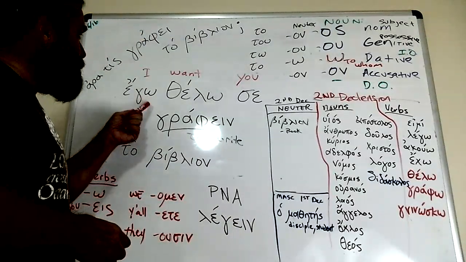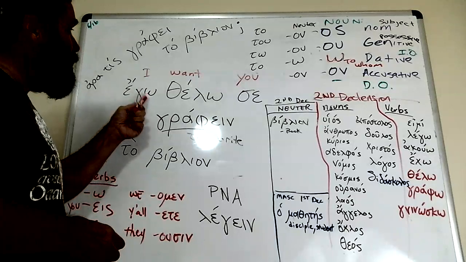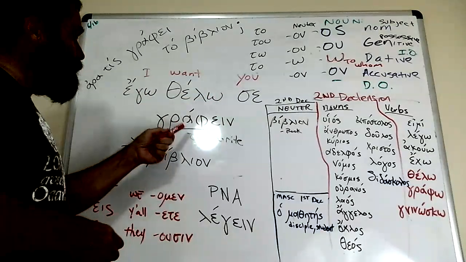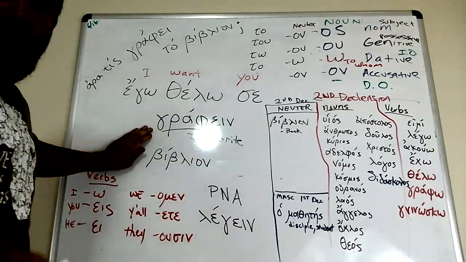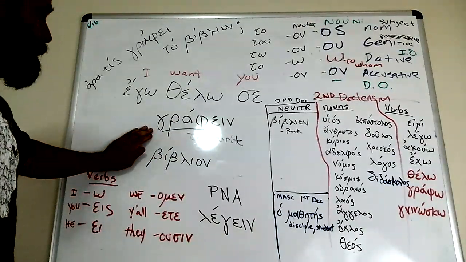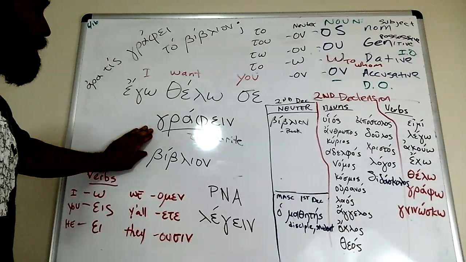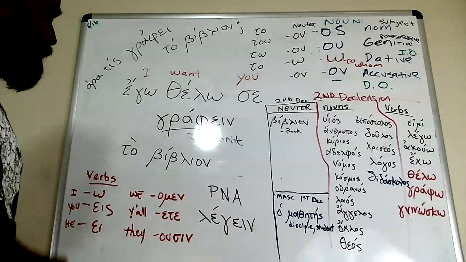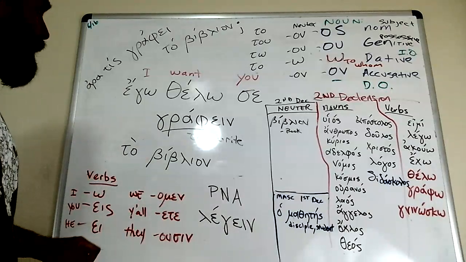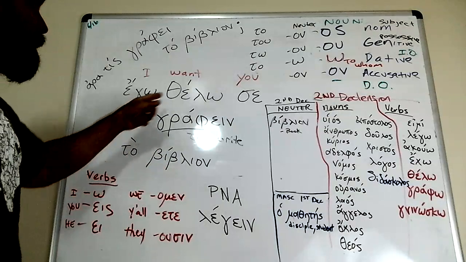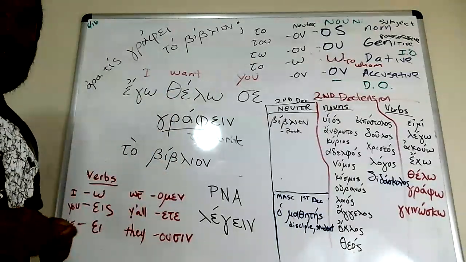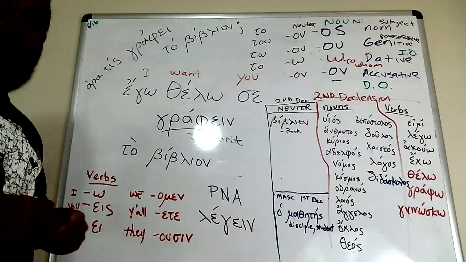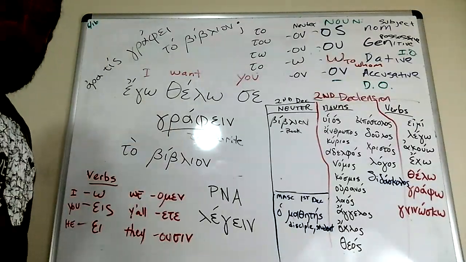So yeah, looking at our example here, we said, I want you to write, and then we started out with a book without the article. We just say biblion. So we say ego thelo se, I want you, graphein, biblion. And then if I throw in the article, now it changes to the book. Ego thelo se graphein to biblion. I want you to write the book. So yeah, Christian, can you repeat that? Go ahead and say that.